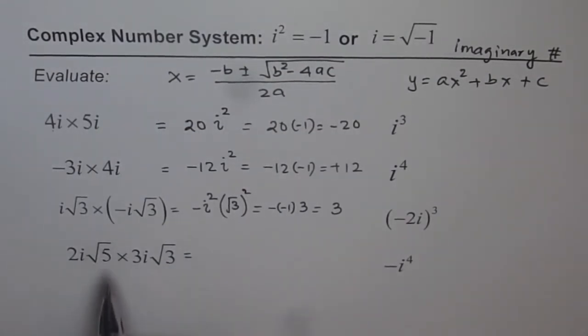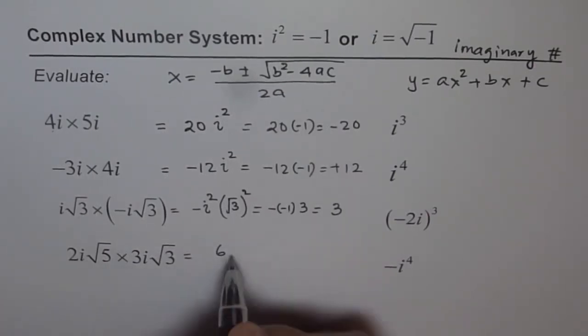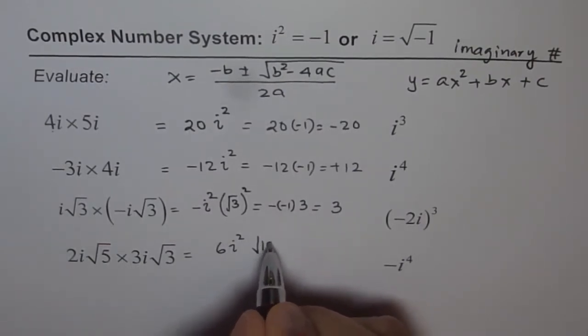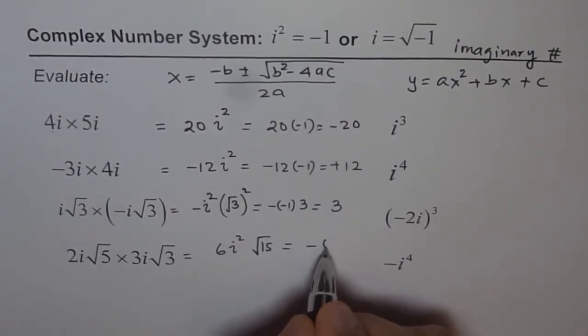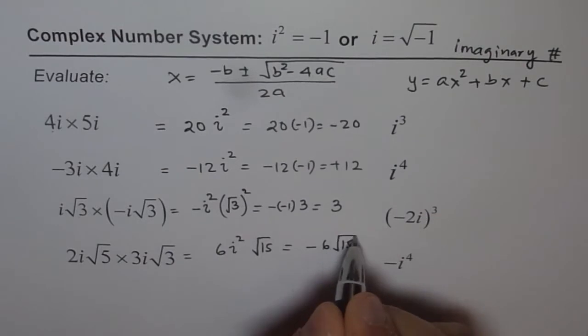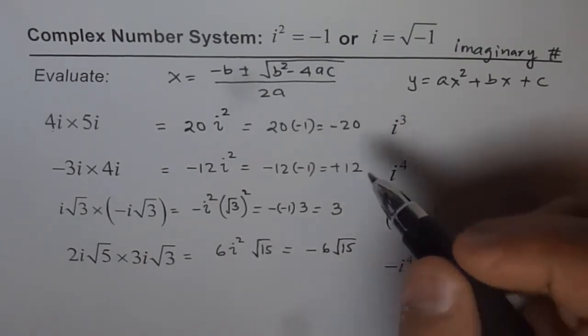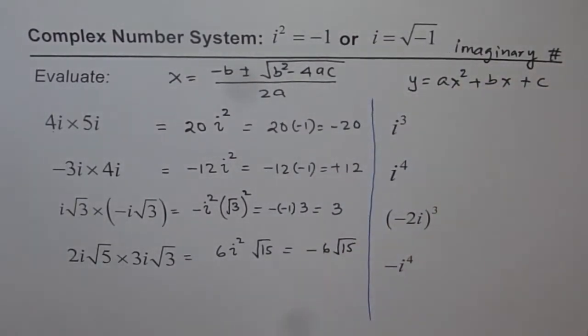The last one for us on this side is 2i times 3i, so 2 times 3 is 6 i squared. Let me write i squared this time. And then square root 5 times square root 3 is square root 15, right? And i squared is what? Minus 1. So we get minus 6 square root 15. So that is our answer, correct? We have done this set of questions on the left side, and let's now do the ones on our right. These are simple ones.